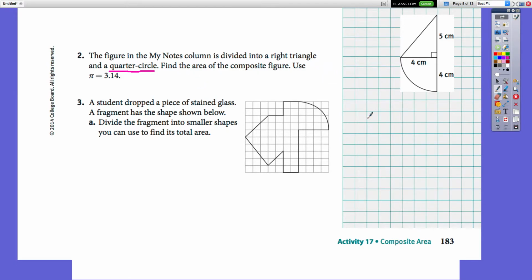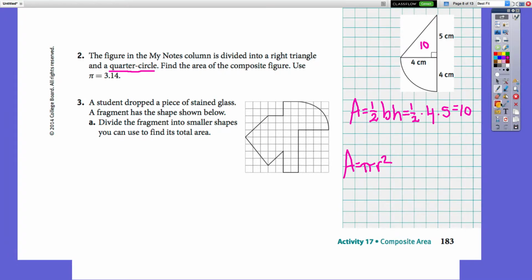Well, we'll do the easy part first. Area of a triangle. Again, area of a triangle is 1/2 base times height. In this case, I have 1/2 times 4 times 5, which gives me an area of 10. And then whenever you see some sort of circle shape, guys, I always want you to start with the normal area formula of a circle, pi r squared.